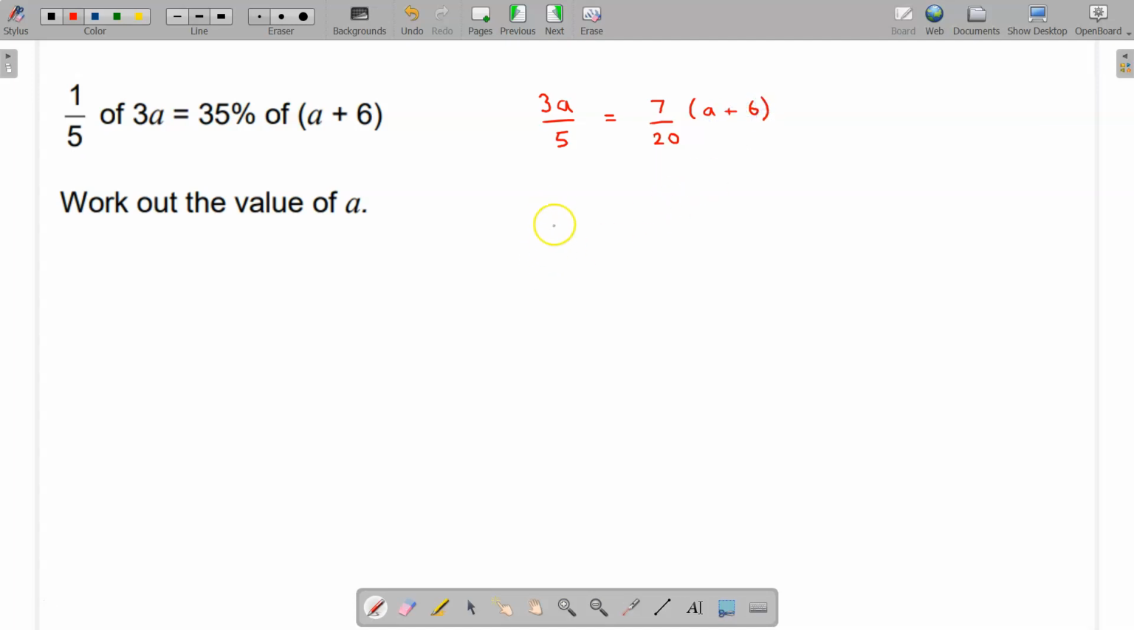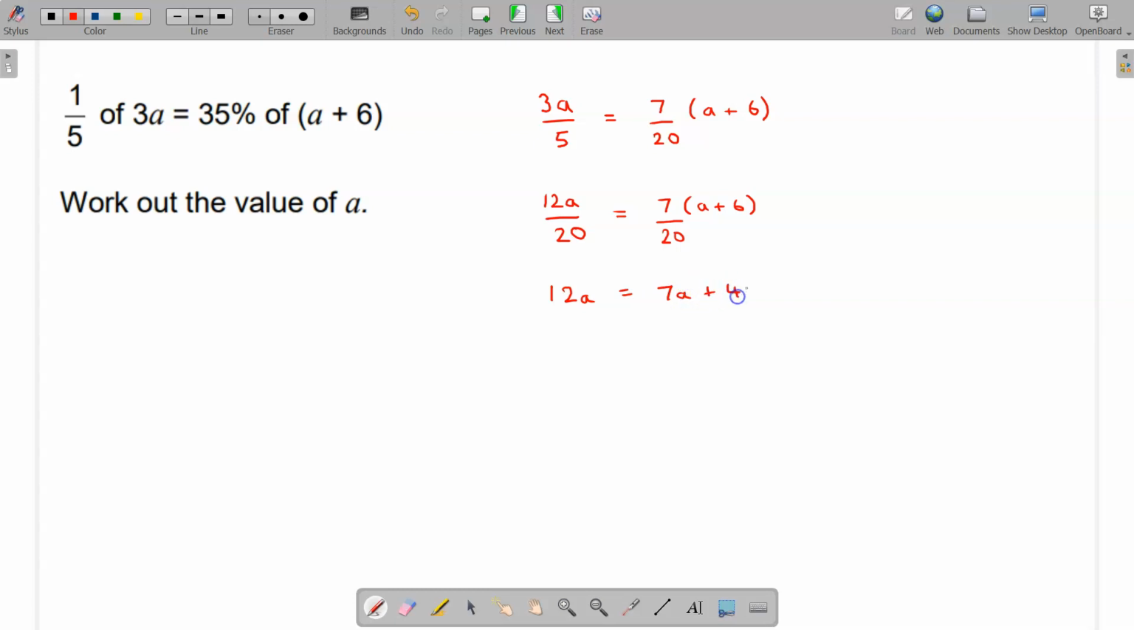Now if I take the left hand side and multiply numerator and denominator by 4, I will get 12a over 20, and over this side I've got 7 lots of a plus 6 over 20 as well, you see. So now they're both over 20, I can just cancel the 20, and then I'm just left with 12a equals 7a plus 42.